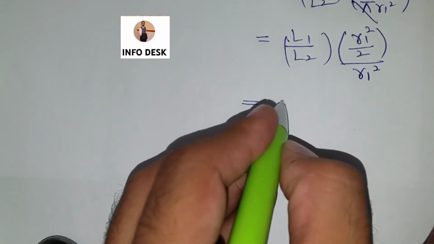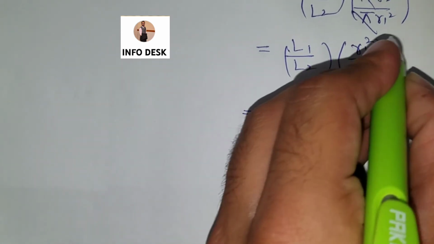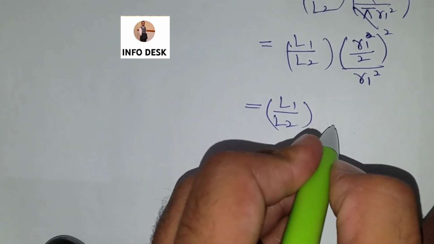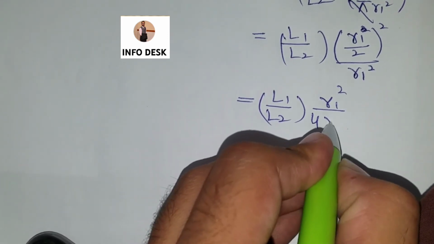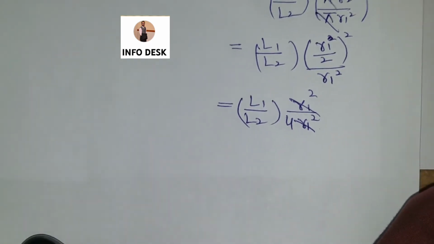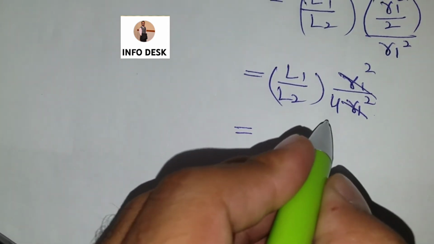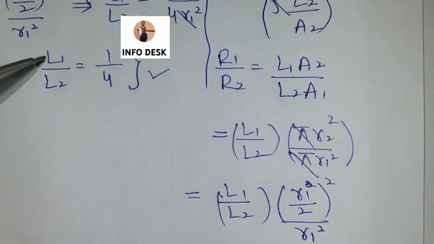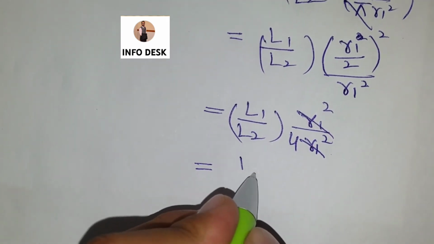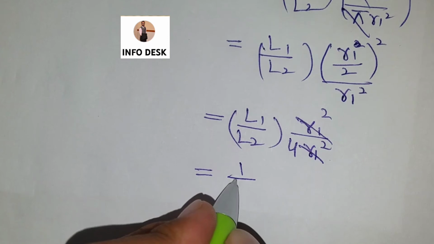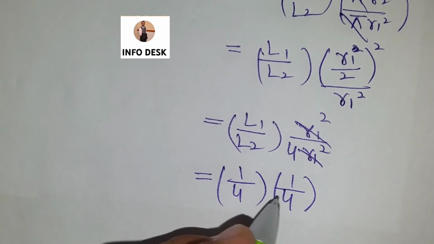Now on putting the values, L1 by L2, this is the whole square, so this will become r1 squared by 4 r1 squared. The ratio of the areas is 1 by 4, and the ratio of the lengths L1 over L2 equals 1 by 4. Now put the value of the ratio of lengths L1 over L2 as 1 by 4, and the ratio of the areas is again 1 by 4.